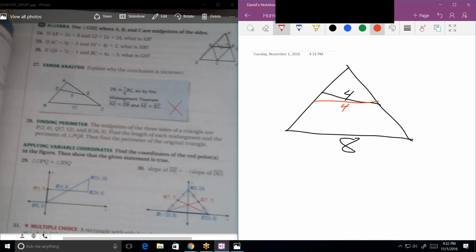In this drawing, DE is clearly not parallel to BC, and yet it's still equal to half. They tell you that it's equal to half of BC, and it is. That indeed is 5, and that's 10.